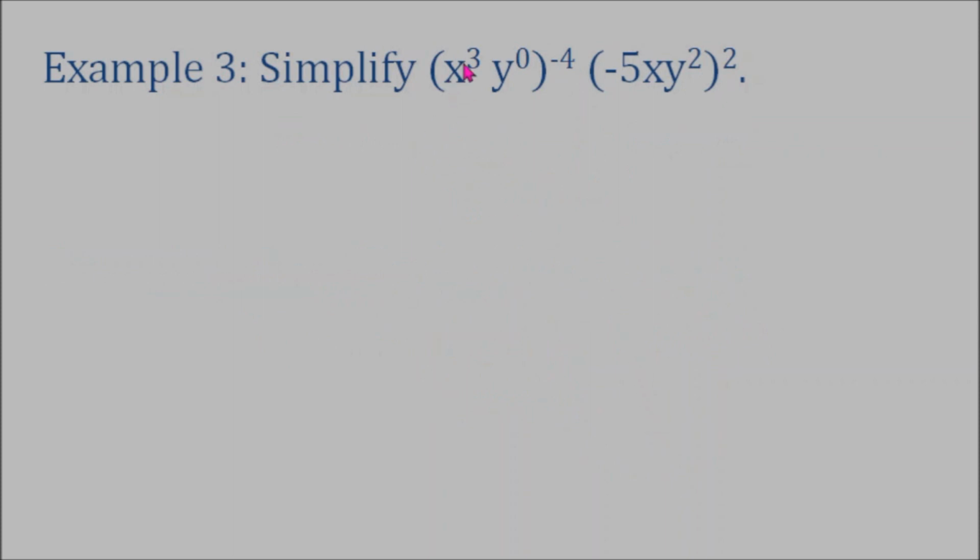Simplify the quantity x cubed y to the power of 0 raised to the power of negative 4 times the quantity negative 5xy squared raised to the power of 2. So this negative 4 is the exponent of x cubed, and this negative 4 also is the exponent of y to the power of 0. So it becomes x to the power of negative 12 and still y to the power of 0.